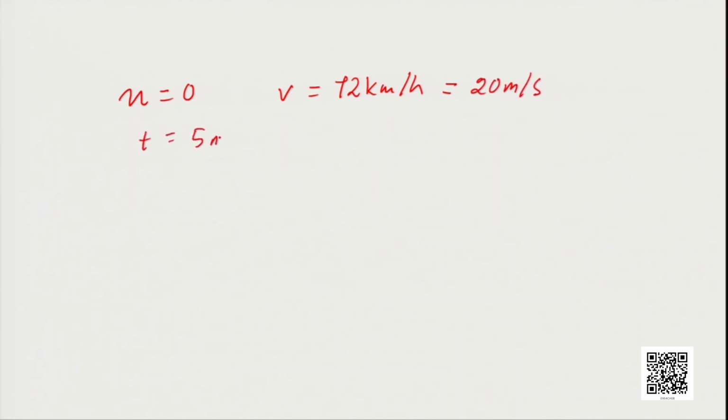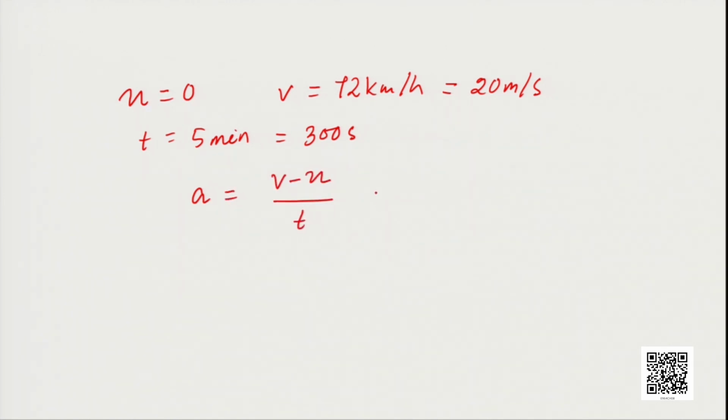We will consider that the initial velocity is equal to 0, and the final velocity is given as v is equal to 72 km per hour, which is nothing but equal to 20 meter per second. The time given to us is 5 minutes, which is equal to 300 seconds. And as I said, we will use the equation a is equal to v minus u divided by t.